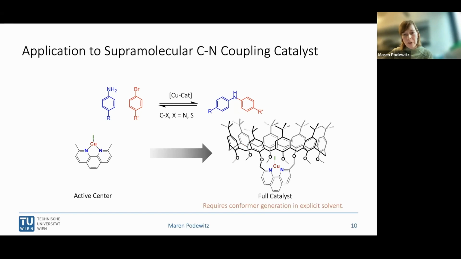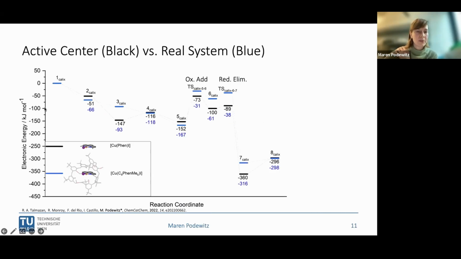And by having this kind of protocol now, we can generate meaningful conformations of this catalyst in explicit solvent, and we can compare how the reactivity of the active center differs from the full catalyst. And this is what you see here. So in black, we have the energies of some intermediates and some transition states of the small model system. And then in blue, we have the energies of the intermediates and transition states of the full catalyst. And what you see, we don't necessarily need to go into all the details, it's more or less the same.